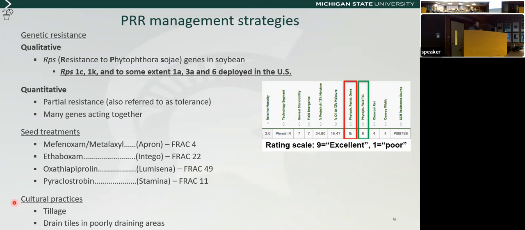Cultural practices, we can use tillage or drain tiles in poorly draining areas. Really what we want to do is break up the compaction, especially in the headland areas. And if we have any habitually flooding areas of the field, drain tiles may be useful to mitigate disease.